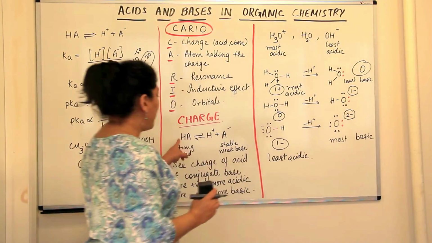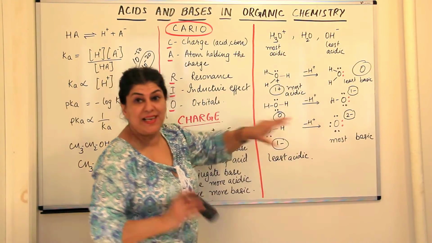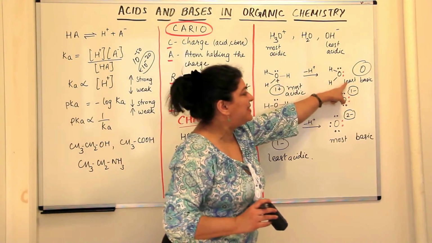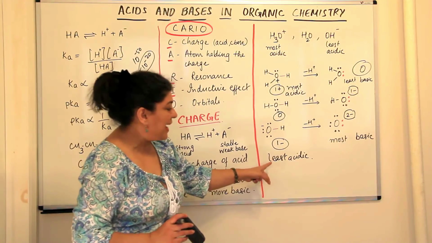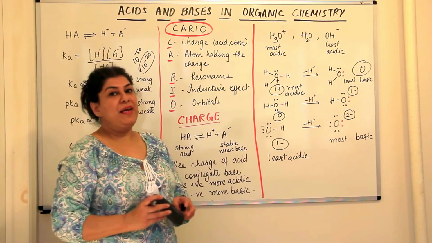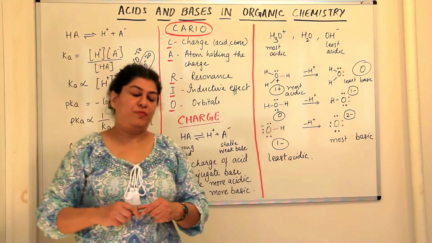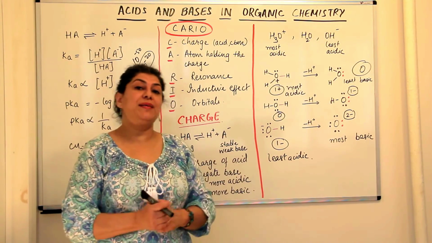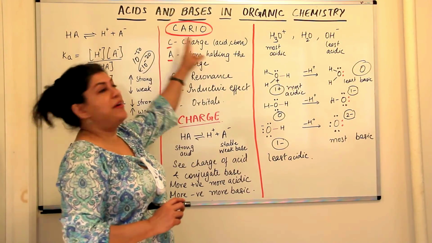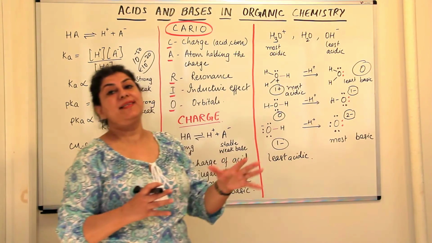Now, did you notice what I told you here? Out of these 3 examples itself you can notice, the most acidic substance produced the weakest base, and the weakest acid produced the strongest base. So the first step in judging whether a substance is a strong acid, weak base, weak acid, or strong base is to find out the charge. And remember the mnemonic CARIO. We first notice the charge and judge which is more acidic or less acidic.